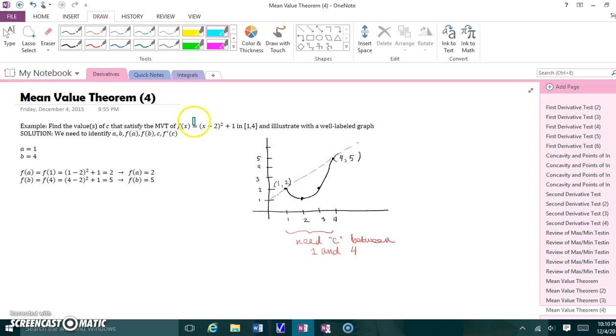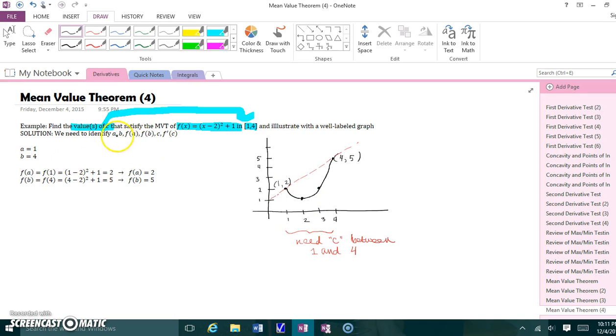I'm going to give you a function, it's a quadratic, (x minus 2) squared plus 1. I'm telling you it's on the closed interval [1, 4], and I want to find what x values, this c value or c values, are going to be within (1, 4). They need to satisfy the mean value theorem, and I want to have this visual in my notes to help me see that my c value makes sense.